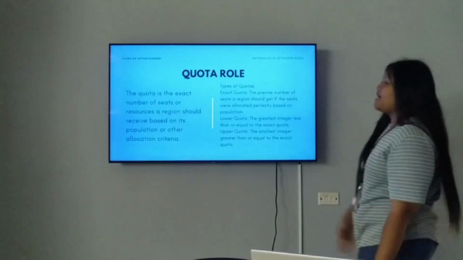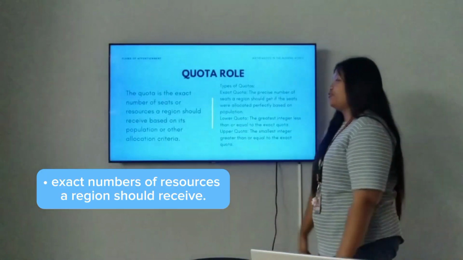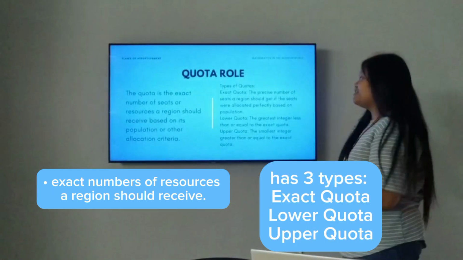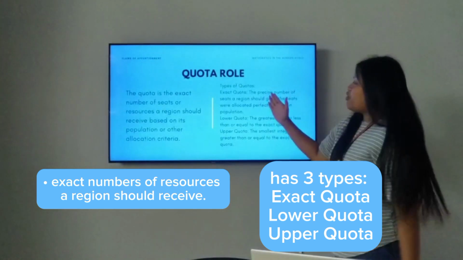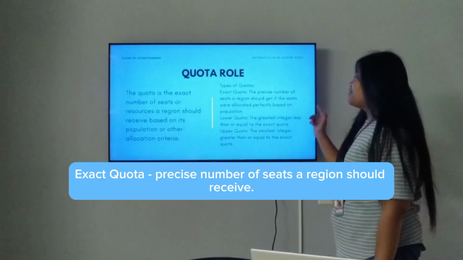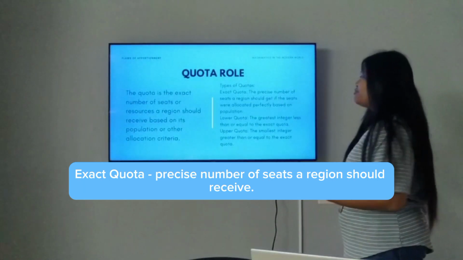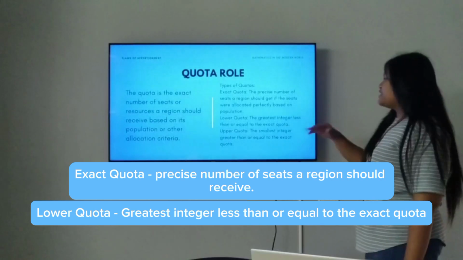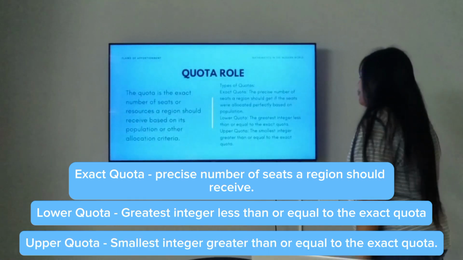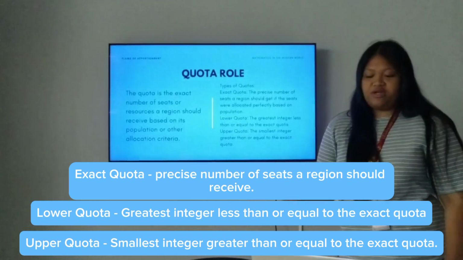The quota is the exact number of seats or resources a region should receive based on its population or other allocation criteria. This quota has three types, which are the exact quota, the lower quota, and the upper quota. Exact quota is the precise number of seats a region should get if the seats were allocated perfectly based on population. The lower quota is the greatest integer less than or equal to the exact quota. Upper quota is the smallest integer greater than or equal to the exact quota.